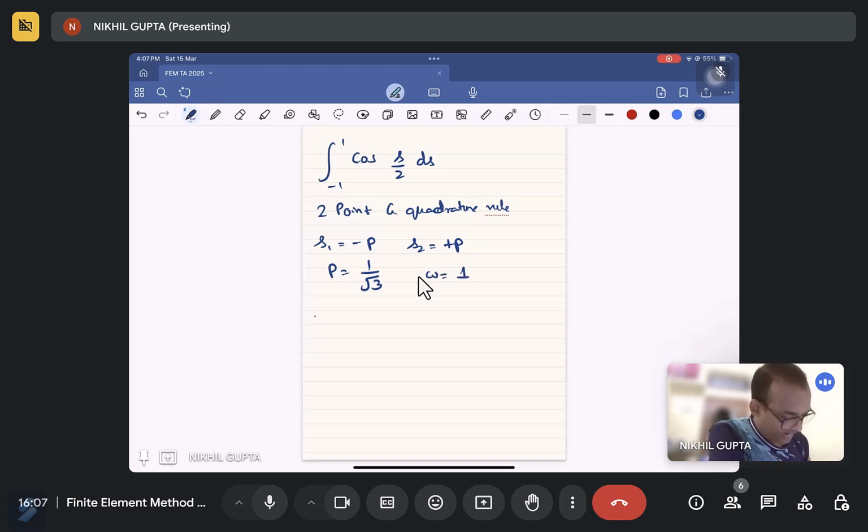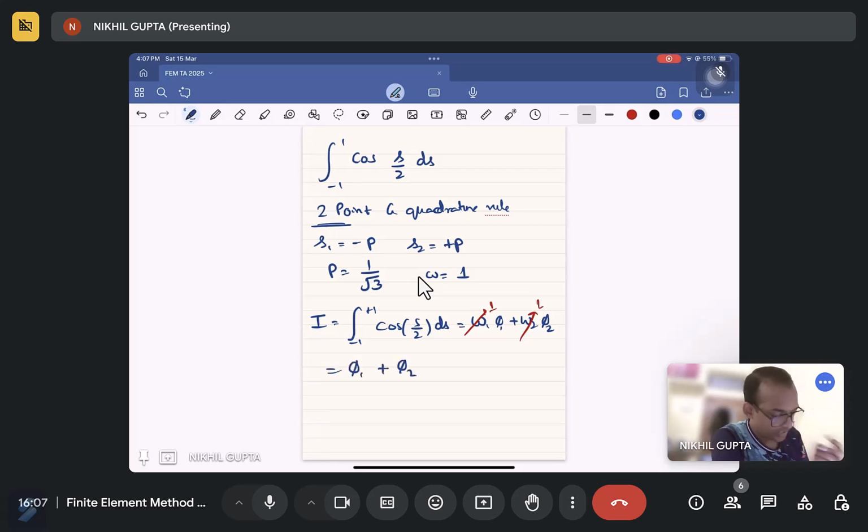So when you are writing the problem, we can write this as the integral of cos of s by 2 ds, and it is equal to w1 phi 1 plus w2 phi 2. Two terms I have written because I am solving it by the 2-point rule. Since we know that w1 is 1 and w2 is 1, we can directly write this as phi 1 plus phi 2. Now we have to compute the values of phi 1 and phi 2.